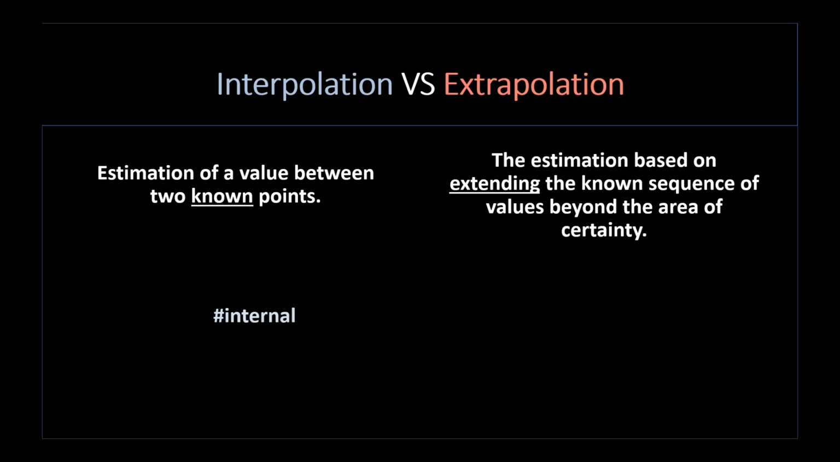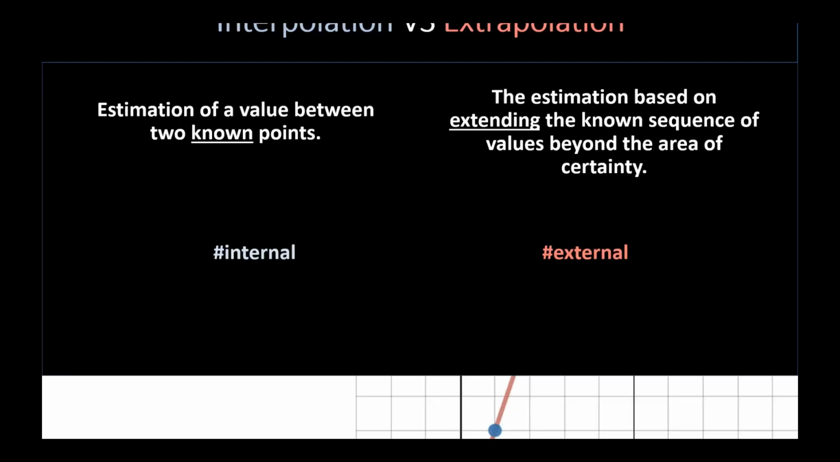So again, think of interpolation as internal. It's a value between two known values that you have. And think of extrapolation as external. It's finding a value of something beyond the values that you currently have.